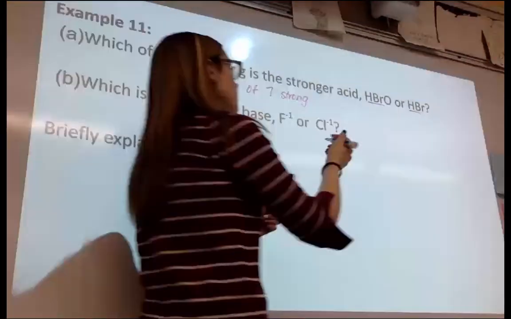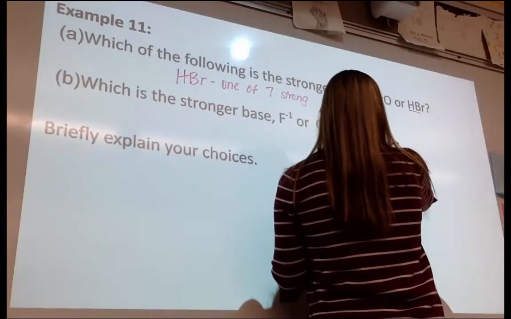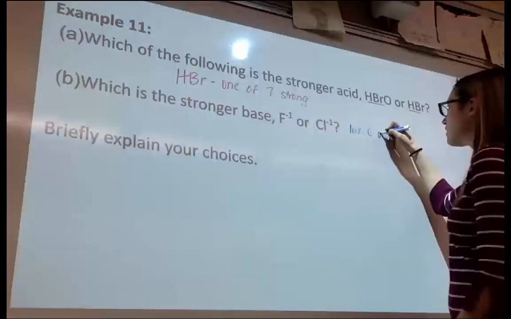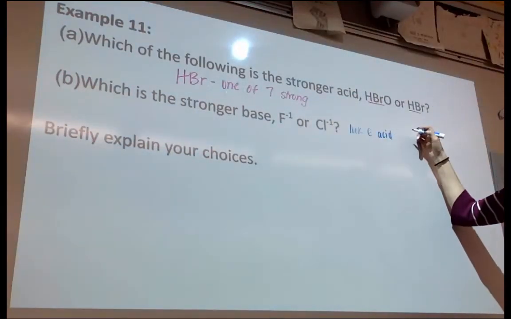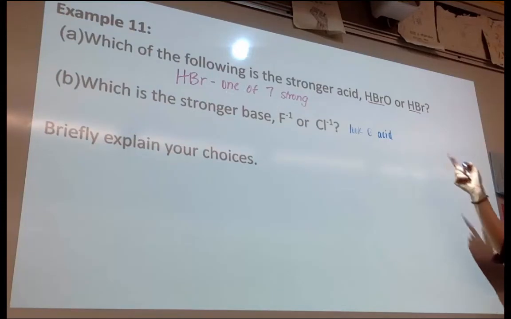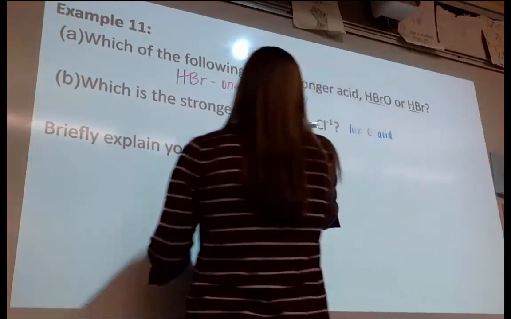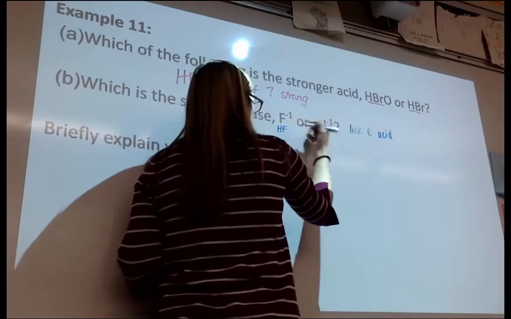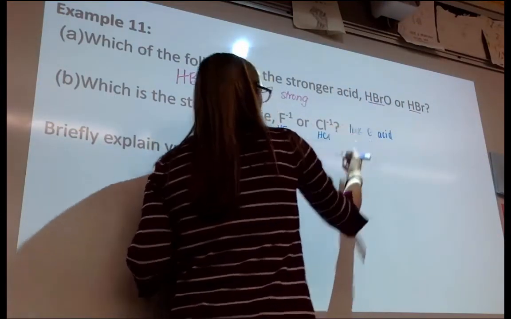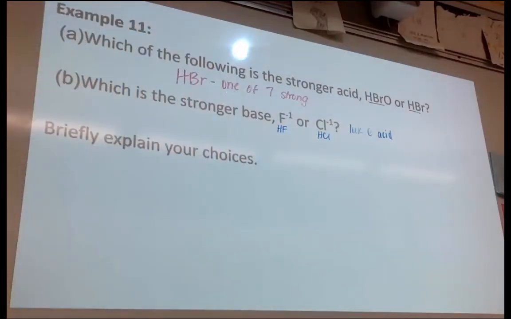So what we can do is look at the acid that both of these conjugate bases came from. F minus comes from HF. Cl minus comes from HCl. If we know information about the acid, we can determine information about the base.